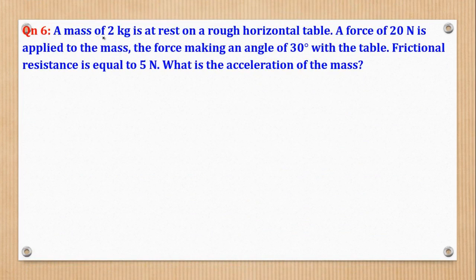So question 6 says, a mass of 2 kilograms at rest on a rough horizontal table. A force of 20 Newton is applied to the mass, the force making an angle of 30 degrees with the table. The frictional resistance is equal to 5 Newton. What is the acceleration of the mass?